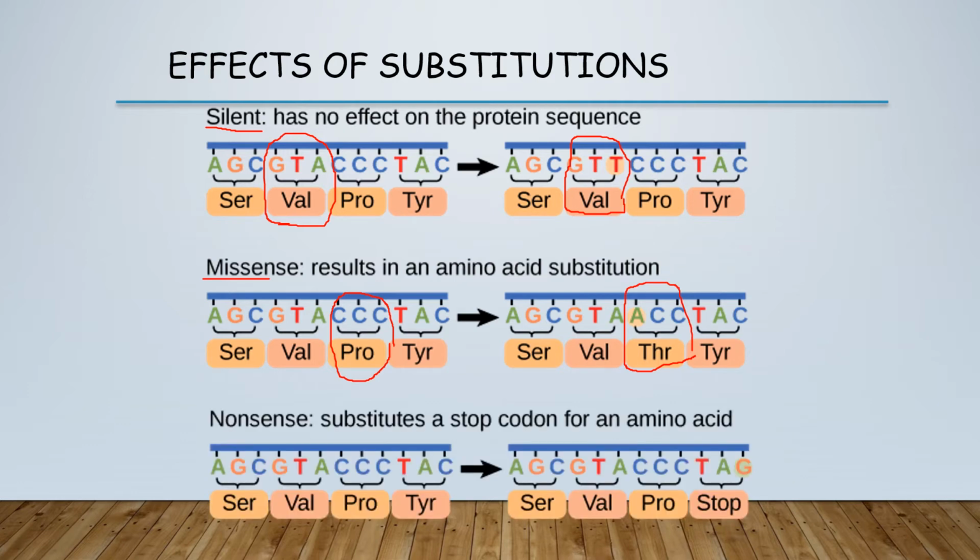And our last one is nonsense. That's where we substitute a stop codon for an amino acid. So that could be really problematic. So as you can see here, our fourth codon TAC is changed to TAG. So a G is substituted in for a C there. And instead of tyrosine coming in, we've got a stop codon. So that's where the ribosome will stop adding on amino acids.